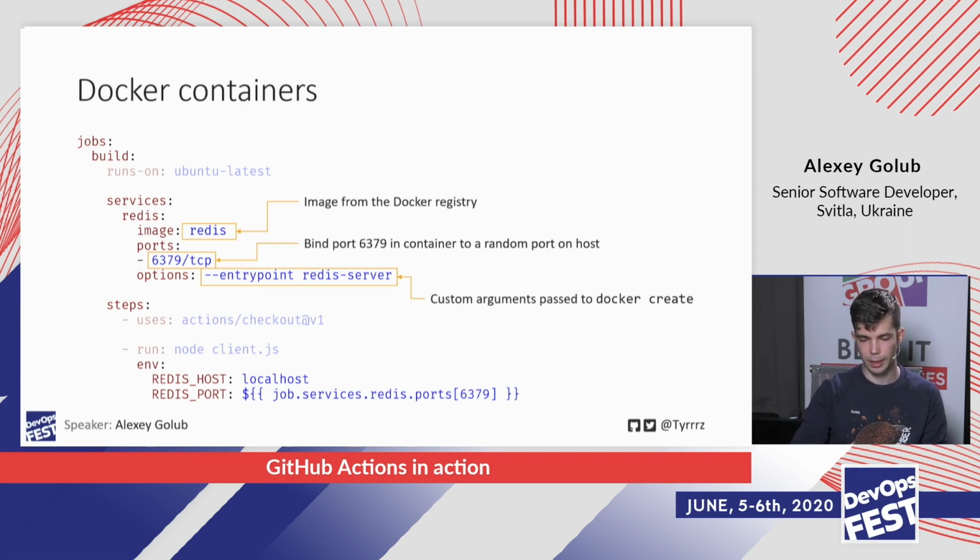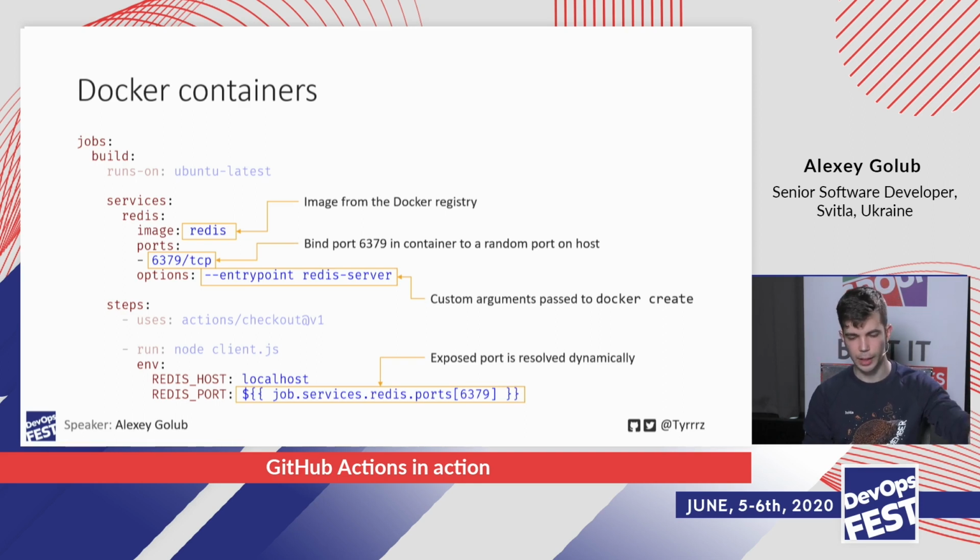But then in our steps, when we want to reference this Redis container that we're running inside of our workflows, we can just use, again, this query syntax to get the job services, so the services section, and then reference the Redis service, and then get the port by looking at ports. And then, as you can see in the square brackets, we just specify the port on the container. So that will just return us the actual exposed port on the host machine that we can use.